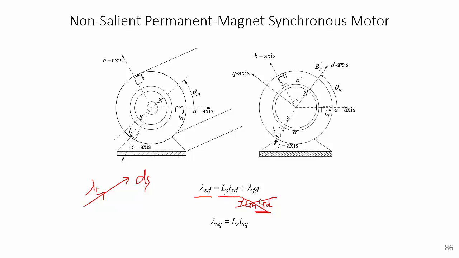So in addition to the flux linkage due to the stator current, there is also going to be a flux linkage due to the rotor permanent magnet, which is given by lambda FD. And since the DQ frame is aligned with the rotor flux linkage, this rotor flux linkage component is not going to be reflected along the Q axis. So the Q axis flux linkage is going to be just a function of the Q axis current alone.